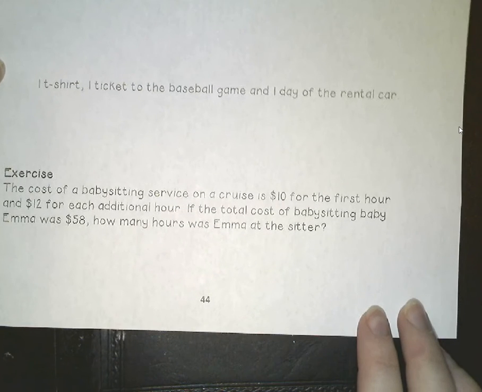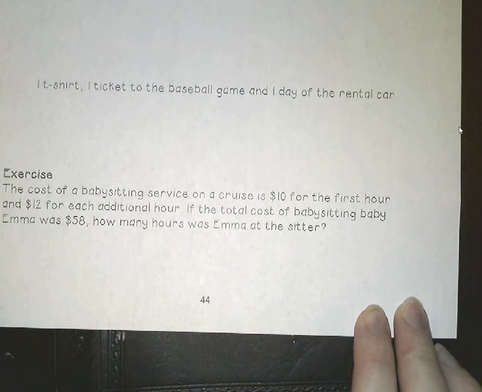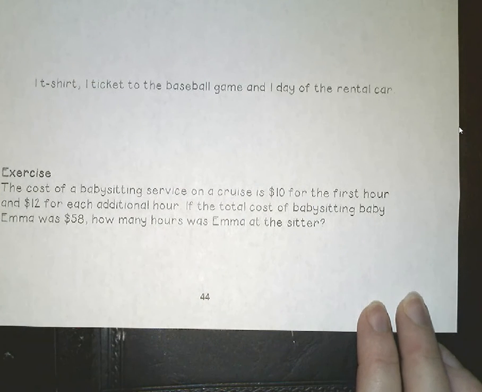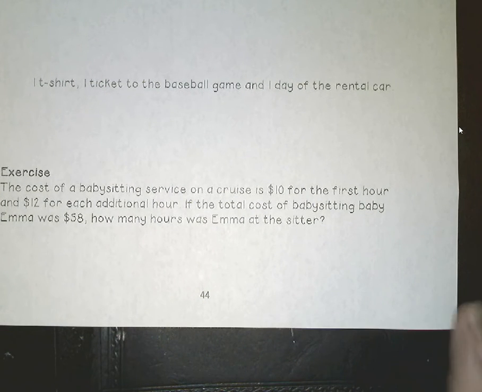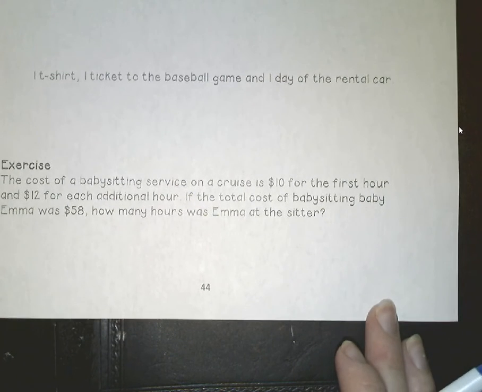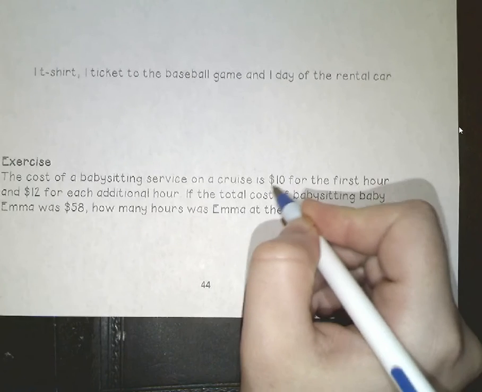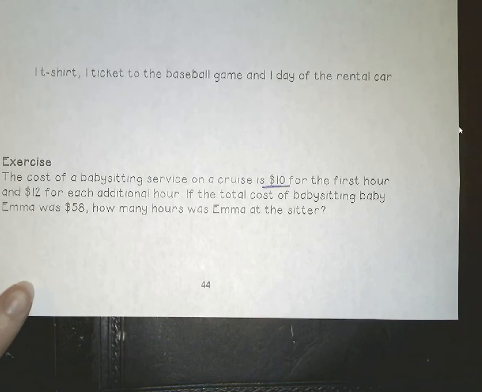The cost of a babysitting service on a cruise is $10 for the first hour and $12 for each additional hour. If the total cost of babysitting baby Emma was $58, how many hours was Emma at the sitter? Okay, so let's analyze the situation. First hour is $10. We are not going to pay that $10 anymore. That's one time paid for the first hour. And then for each hour after that, we are paying $12.